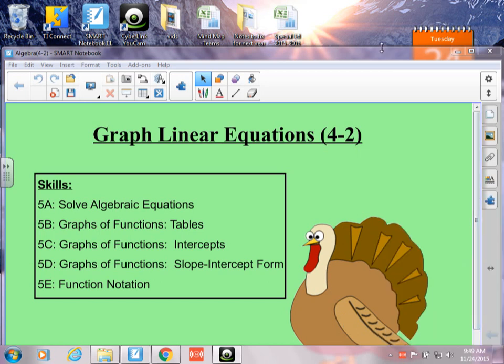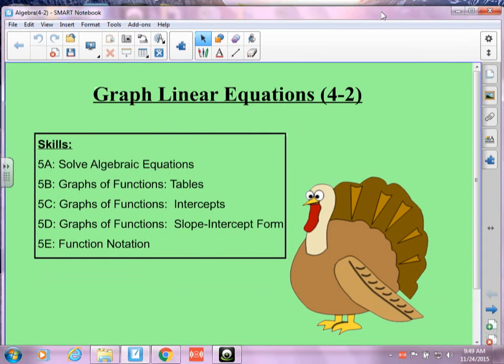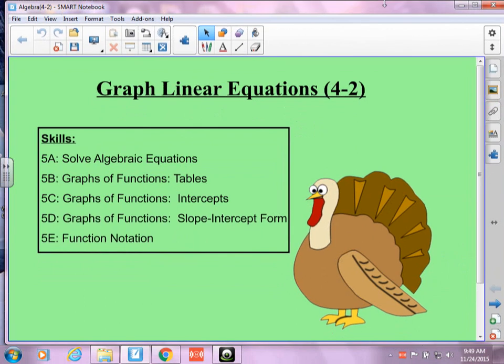All right, so today what we're going to do is section 4.2. It is chapter 5, so we're on our 5th test, but it's going to be chapter 4, section 2. So remember that when you're looking at your books, okay? And we're still working on these major skills in chapter 5.